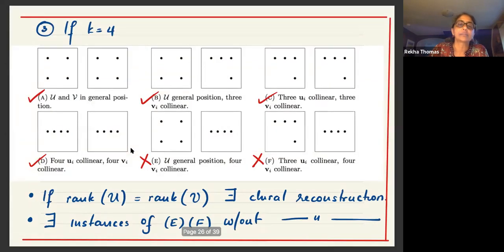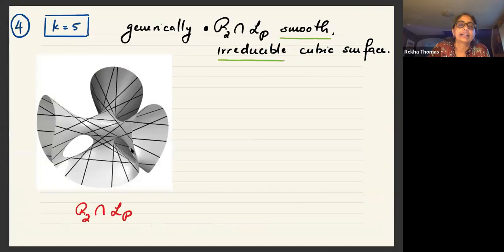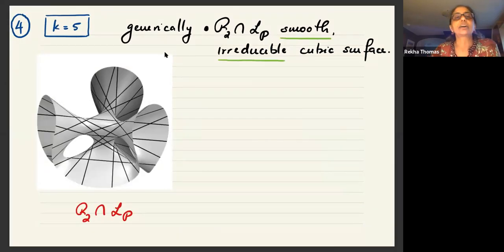Okay, so this is the complete answer. And let me spend the rest of my time talking a bit more about K equals 5, because K equals 5 is the most interesting case in some sense, and this is where the cubic surfaces arise. Okay, so this is the last set of results that we proved.